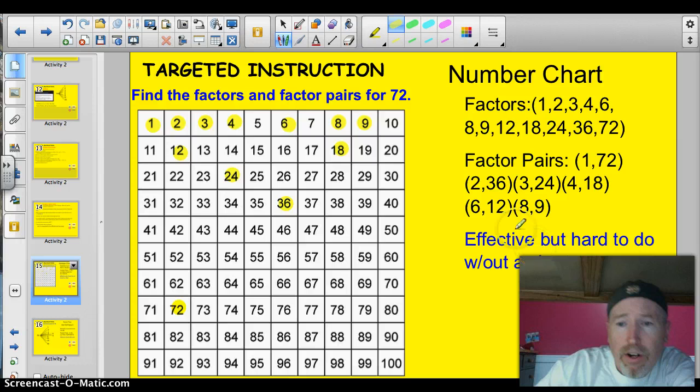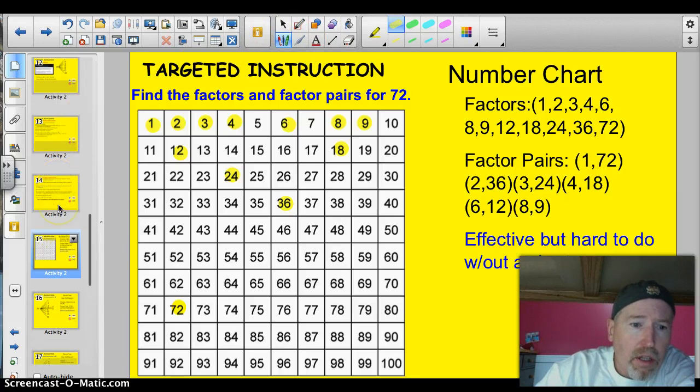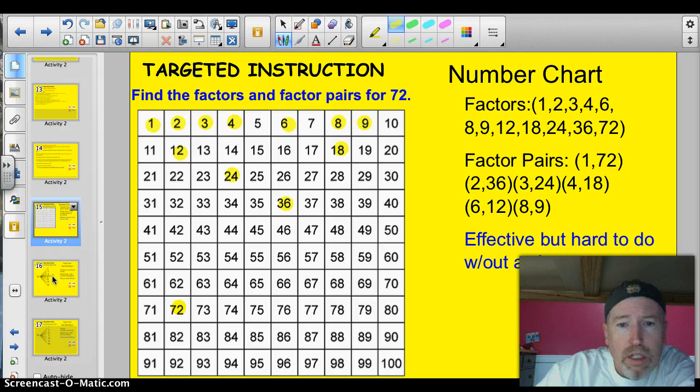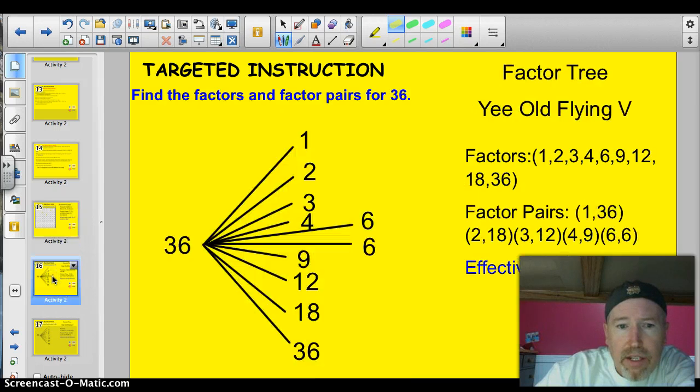I think this is a very effective method, but it's hard to do without a chart. So if a chart's available, knock yourself out. If not, I think this next method called the factor tree or ye old flying V is going to be better. With ye old flying V, you take and write the number here, 36.